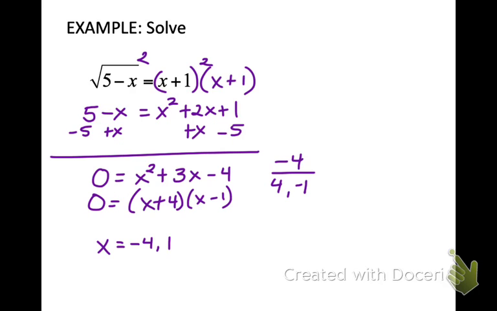Plugging them in back to the original. 5 minus negative 4 would be 9. The square root of 9 is 3. Is negative 4 plus 1 positive 3? No. So this one's extraneous. Let's check 1. 5 minus 1 is 4. The square root of 4 is 2. Is 1 plus 1 2? Yes. So that's my good one. So my only solution is 1.